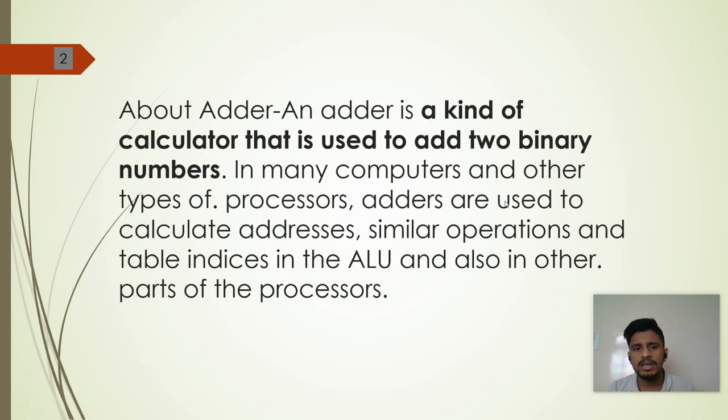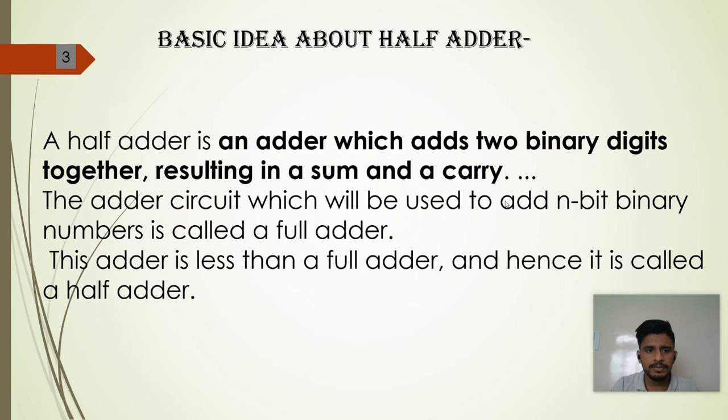In many computers and other types of processors, adders are used to calculate addresses, similar operations, and table indices in the ALU and also in other parts of the processors. There are basically two types of adder, half adder and full adder. Half adder: a half adder is an adder which adds two binary digits together, resulting in sum and carry.